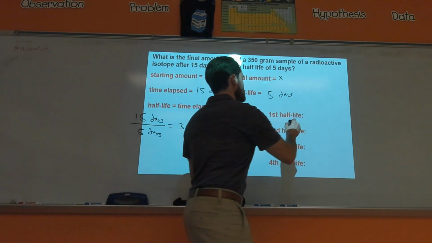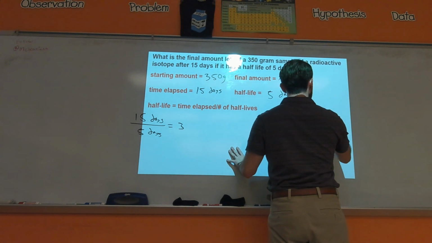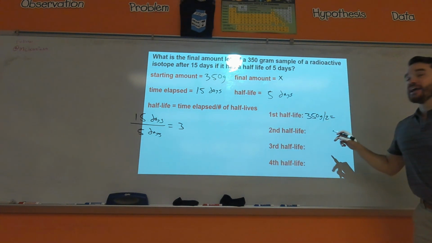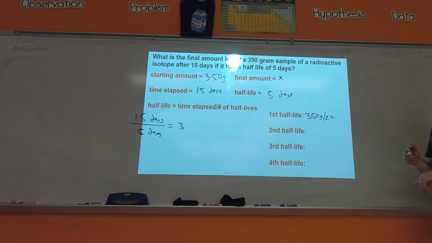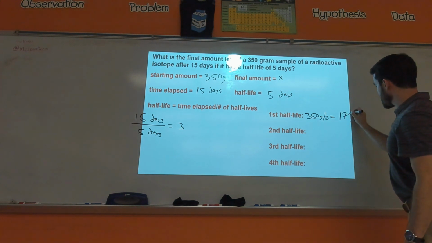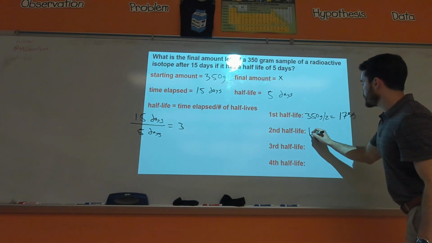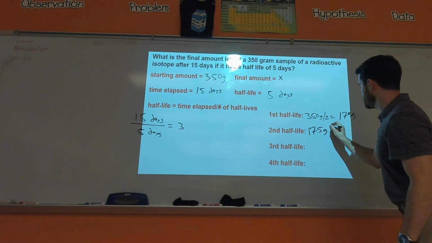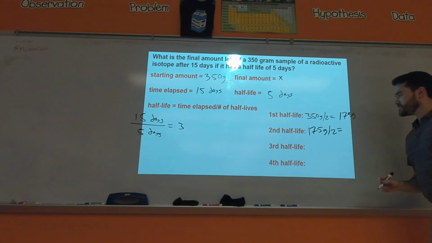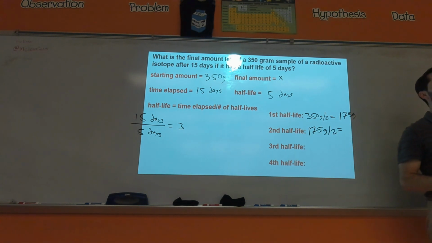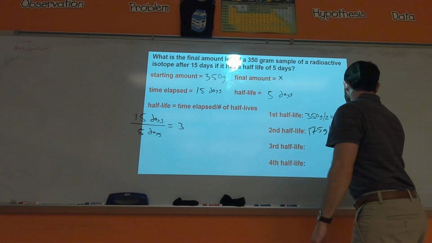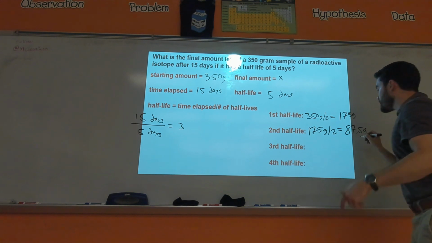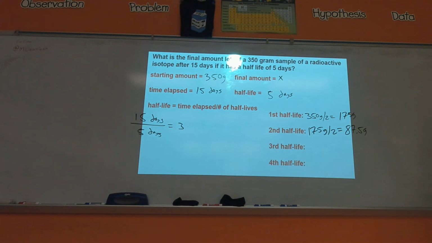So let's do that the first time. 350 grams divided by 2. After 1 half-life, I get 175, right? Then if I were to do a second half-life, how much would I have? It's a tough one. 87.5, okay, almost there. Gotta do 1 more half-life.